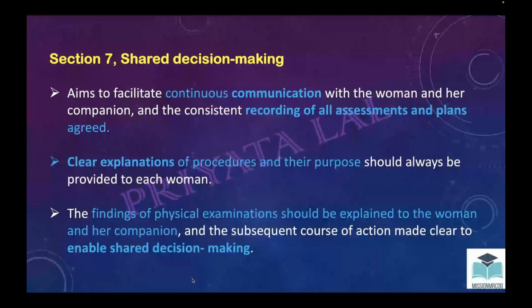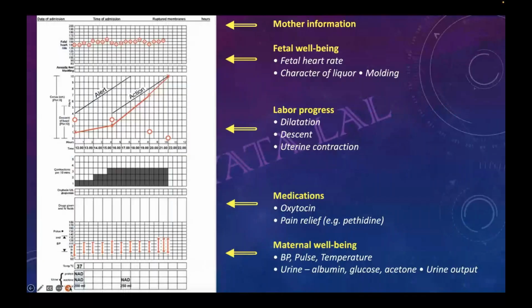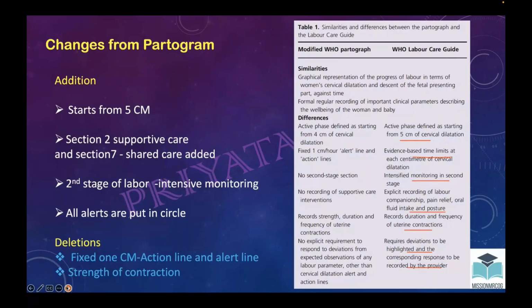Then he asked, what is the difference from the partogram? So this is the WHO partogram. In the WHO partogram, fetal well-being, labor progress, maternal well-being, and medications, these parts were there. But what is the difference? This is the difference between the WHO partogram and the WHO labor care guide. I have just summarized it here in the table. So what are the new changes, additions?